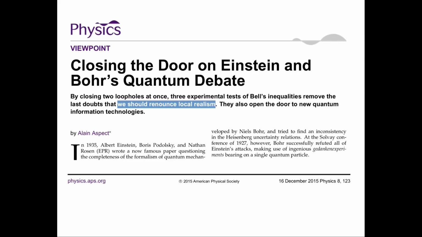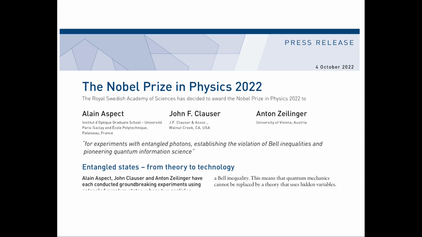Experiments were done, and the high watermark of these experiments came in 2015. And we see a summary of that in this paper from Alan Aspect, where he famously says, we should renounce local realism. And in 2022, we saw the worldview endorsed by the Royal Swedish Academy of Sciences, which leads to the Nobel Prize in Physics for Alan Aspect, John Clauser, and Anton Zeilinger for, as we see here, their experiments with entangled photons and establishing the violation of Bell inequalities. Essentially, they are vouching for the faster-than-light understanding of the universe.